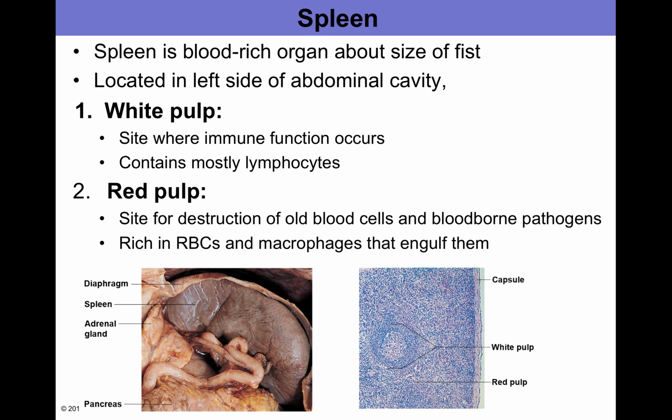And also it is the site where you destroy any type of pathogens that have entered your blood circulation, which are considered to be blood-borne pathogens. White pulp, on the other hand, is basically a storage of your lymphocytes and is responsible for activating your immune cells to create a defense, or an immune response, against the pathogen.